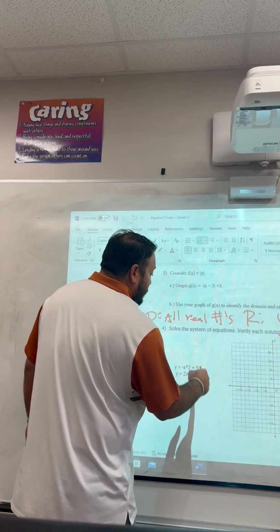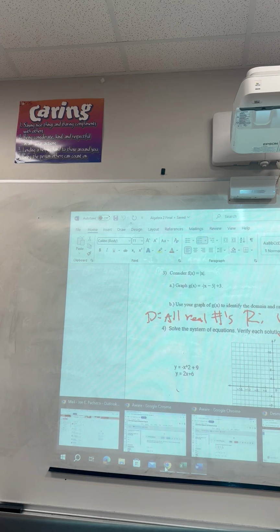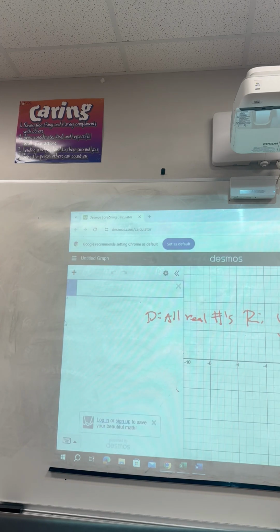For number 4, solve the system of equations, verify each solution graphically. So what you're gonna do is use Desmos to graph this. It's -x squared plus 9, -x squared plus 9. And the other one was, I think, 2x plus 6. Or is it just x plus 6? No, it's 2x plus 6.